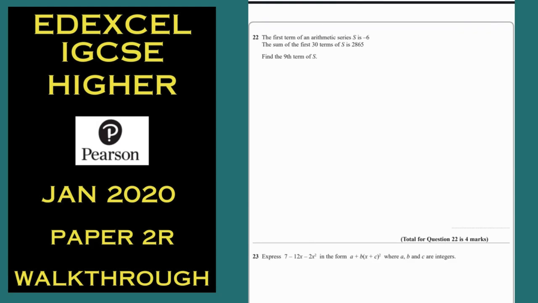Number 22. Always at this point look up on your mark scheme, on your formula page. The first term is minus 6. Write it down. Sum to 30. There's a formula for that. Go and look it up. It says n over 2 into 2 lots of A plus n minus 1 lots of D. And that, I'll squeeze in, is 2865, just about.